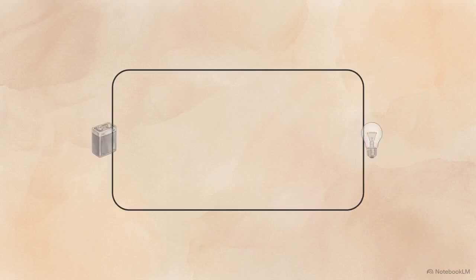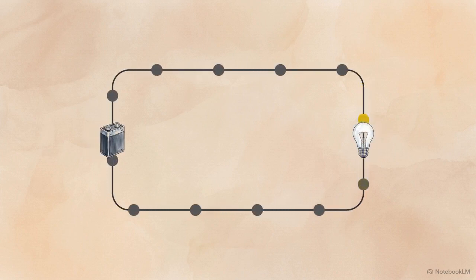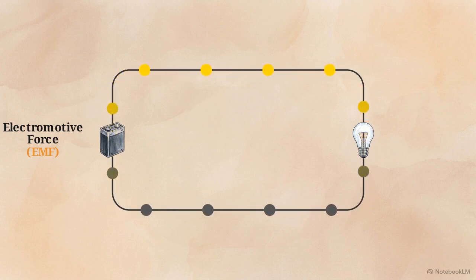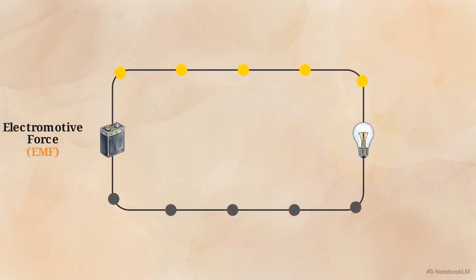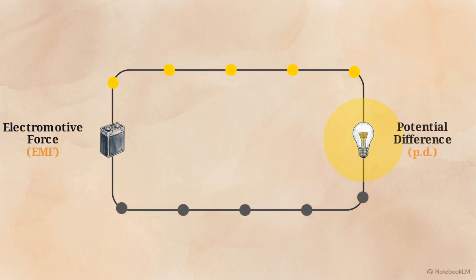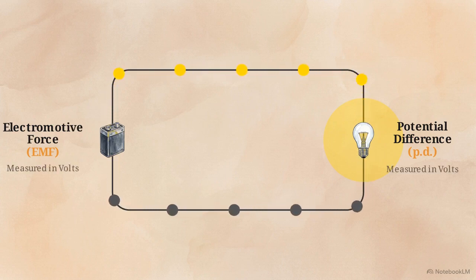Think of an electrical circuit as a continuous delivery route. The battery acts as the loading dock, packing energy into passing charges, a process we call electromotive force, or EMF. Those charges travel the wire and drop their energy off at components like this light bulb. The energy deposited at the component is the potential difference. Both of these transfers are measured in volts.